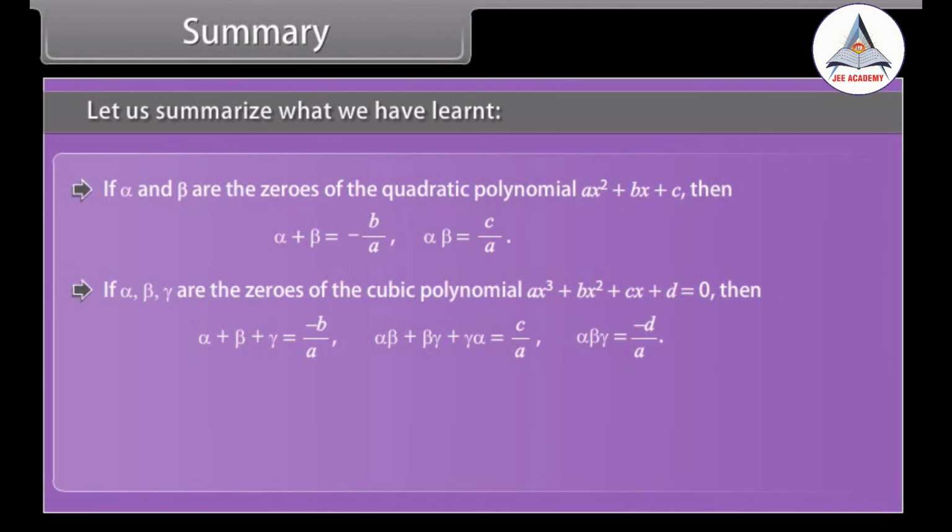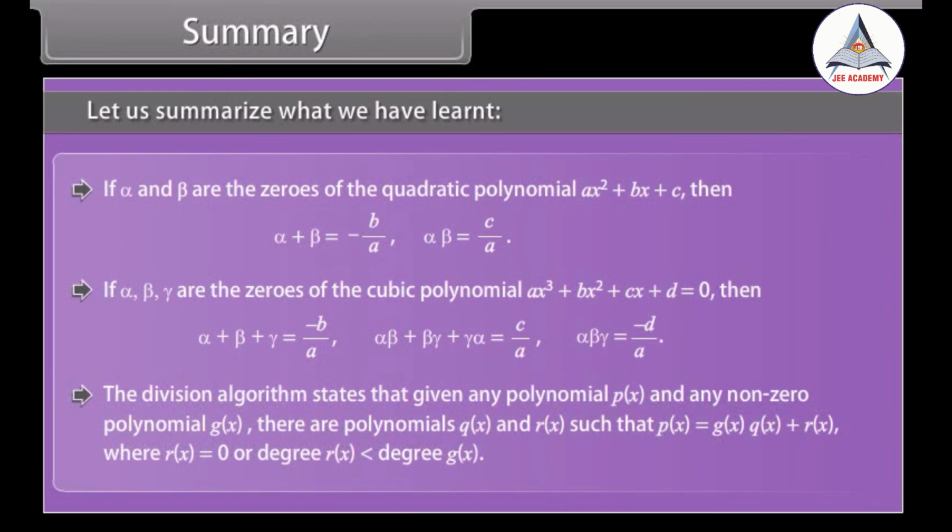If alpha, beta, gamma are the zeros of the cubic polynomial ax cube plus bx square plus cx plus d is equal to 0, then alpha plus beta plus gamma is equal to minus b upon a. Alpha beta plus beta gamma plus gamma alpha is equal to c upon a. Alpha beta gamma is equal to minus d upon a.